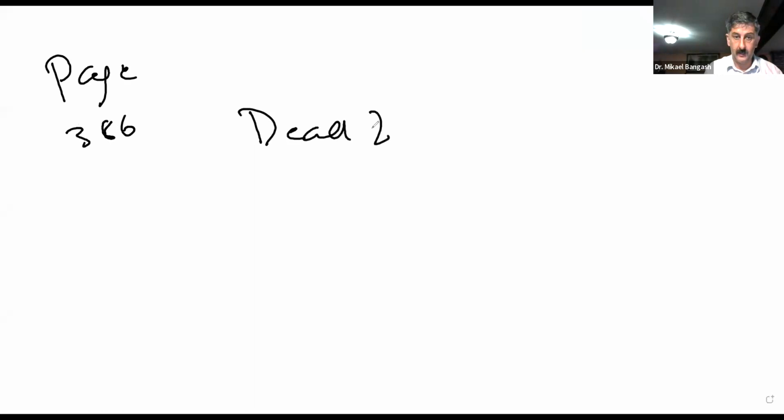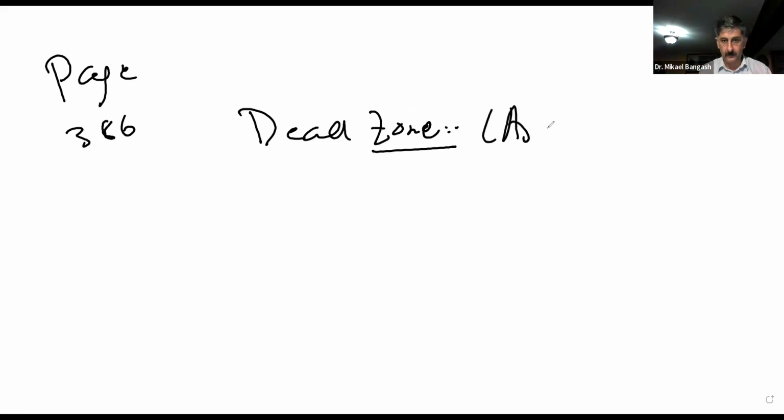And you may see the heading that says dead zone. Is that clear? So what's going to be dead zone? Now, zone can mean a type of area, or we can say it's space.